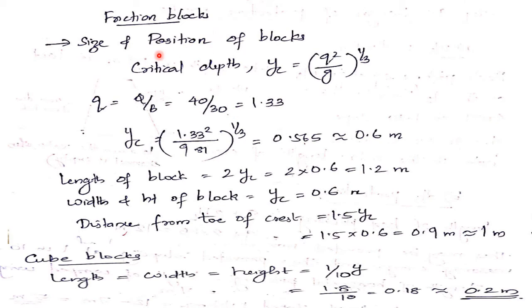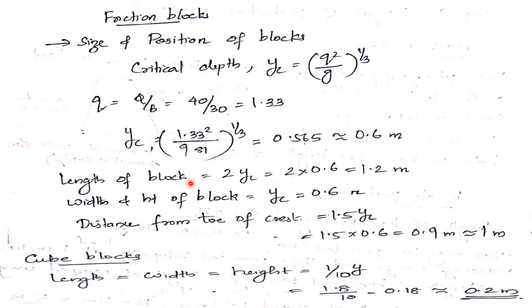For that, we have critical depth YC equal to (q squared by g) raised to 1 by 3. This you have studied in open channel flow or at the time of hydraulic jump studies. YC is the critical depth, where q is the discharge per unit width. Here width is 30 and discharge is 40, therefore q is equal to 1.33, and hence YC is equal to 0.565, approximately 0.6 meters.